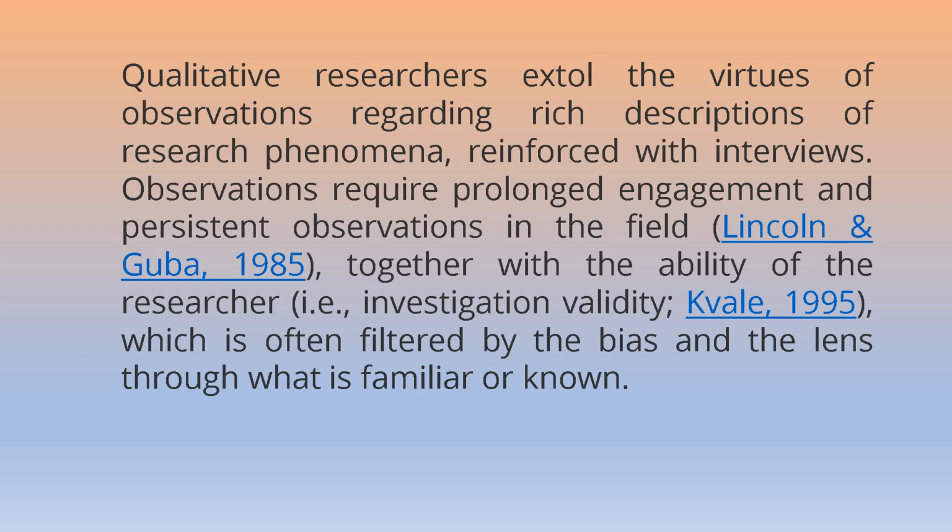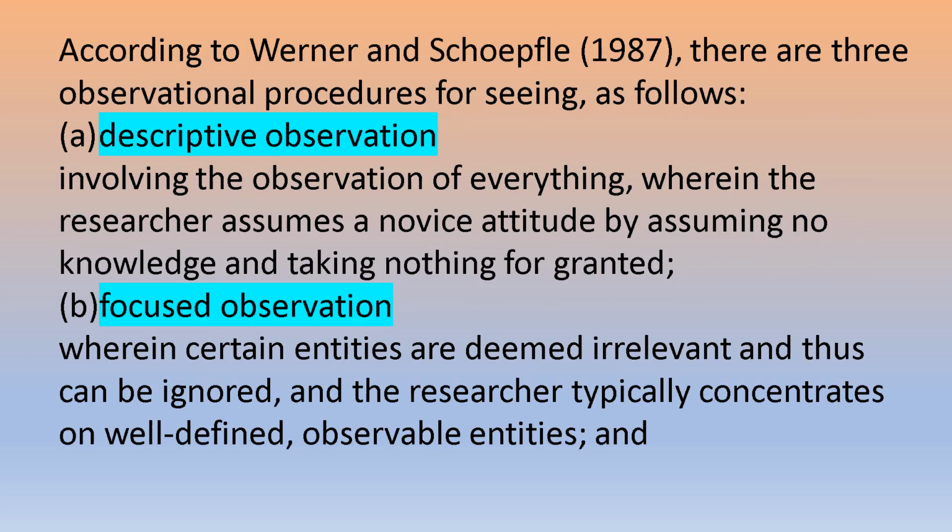According to Lincoln and Guba, 1985, together with the ability of the researcher, for example, investigation validity. According to Kale, 1995, which is often filtered by the bias and the lens through what is familiar or known. According to Werner and Schoepfle, 1987, there are three observational procedures for seeing, as follows.